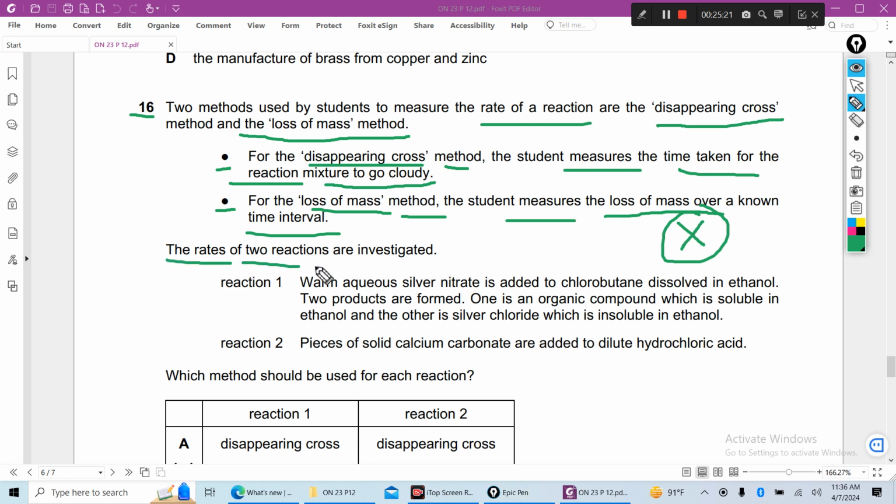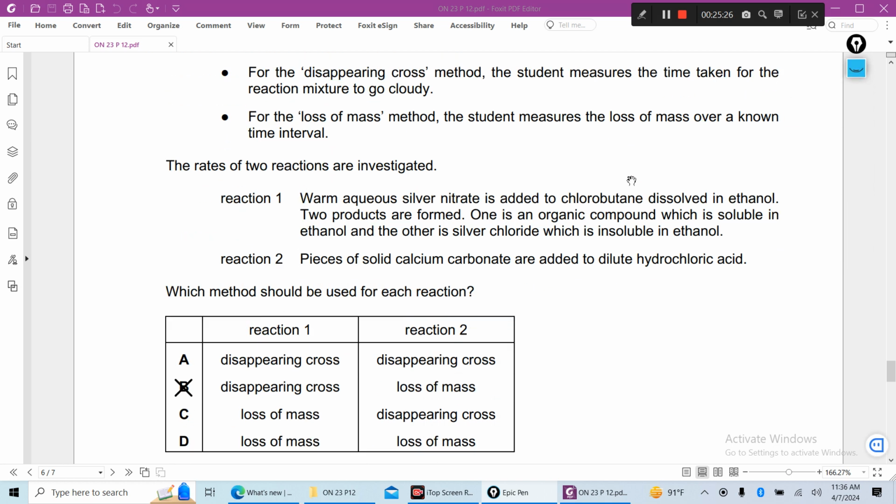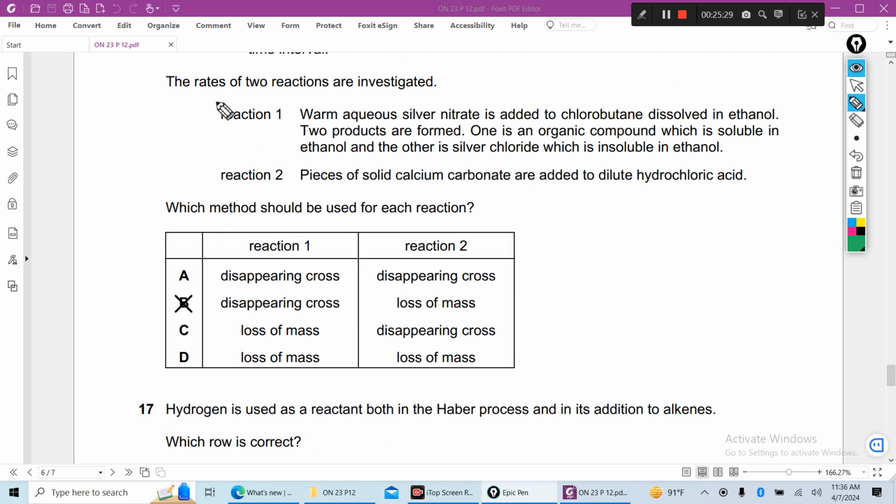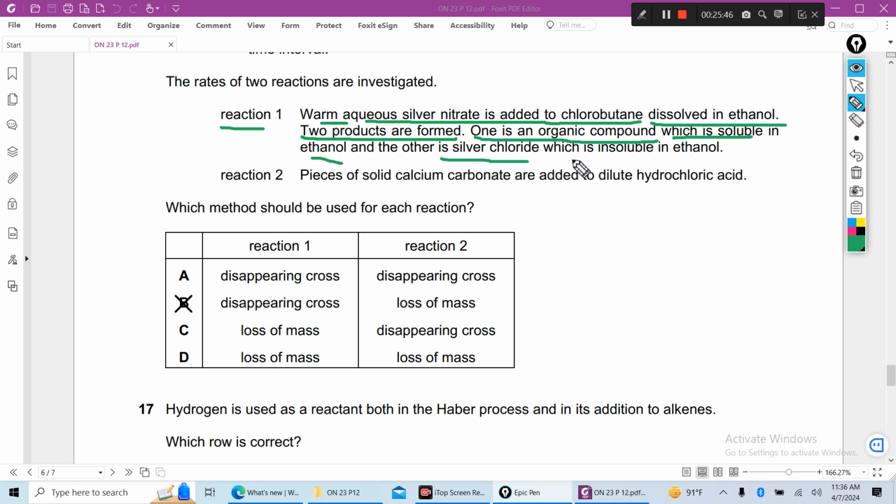The rates of two reactions are investigated. You see, reaction 1, warm aqueous silver nitrate is added to chlorobutane dissolved in ethanol. Two products are formed. One is an organic compound which is soluble in ethanol, and the other is silver chloride, which is insoluble in ethanol. As silver chloride is produced as a solid, the cross sign will disappear.